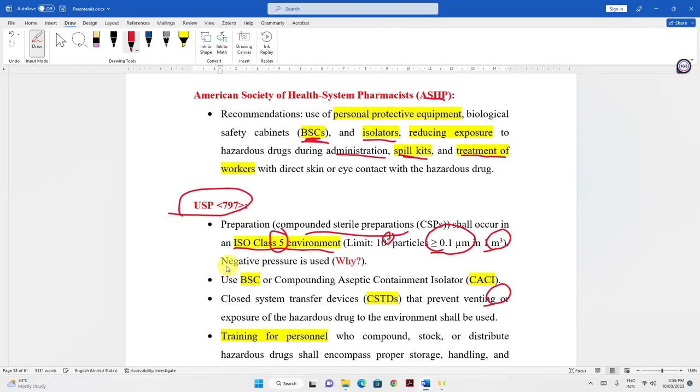And negative pressure should be used, which means that in that room or in that cabinet, nothing will come out from that cabinet. It will only suck things inside, so it will not contaminate the outer environment. Again, biological safety cabinets will be used, or isolators such as compounding aseptic containment isolator, CACI.